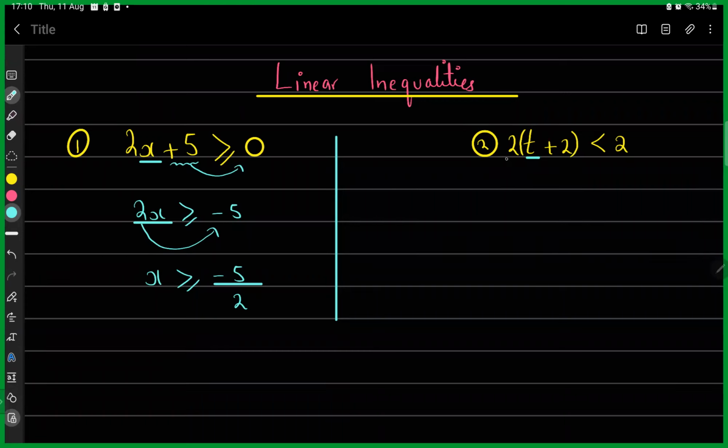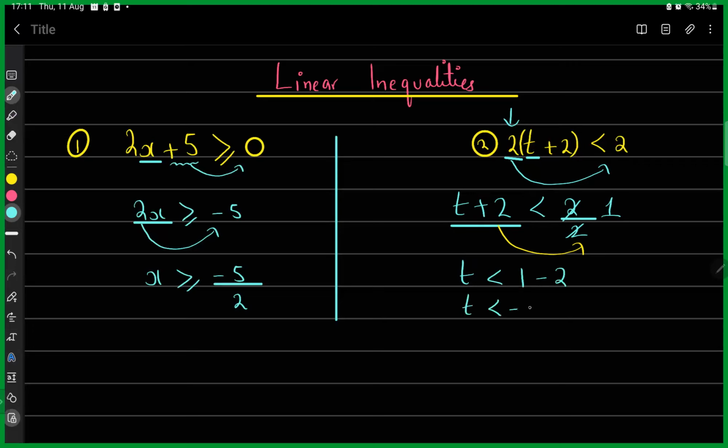How would you have solved it? First of all, I am going to get rid of this 2. Now this 2 is being multiplied with the entire thing, right? So before taking the 2 over, no, I would not take this 2. This 2 is being multiplied. So first of all, I am going to divide it on the other side, and this would give me t plus 2 is less than 2 divided by 2. This would cancel and I would get 1. Then it's t plus 2. Now I just have the variable with 2 being added. I'll take 2 to the other side and this would give me t is less than 1 minus 2. So t is less than minus 1.